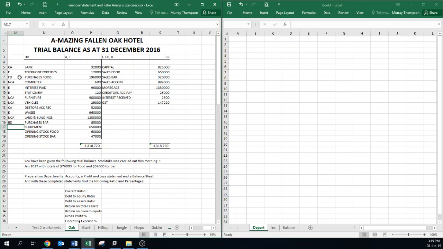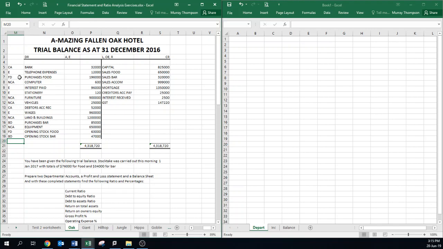Equipment is not repairs to equipment, this is the actual equipment we own, so do make sure that you put it as non-current asset. We're going to keep it for a long time. And finally we have opening stock food, so again food is in the name and bar is in the name with the next one, bar department.